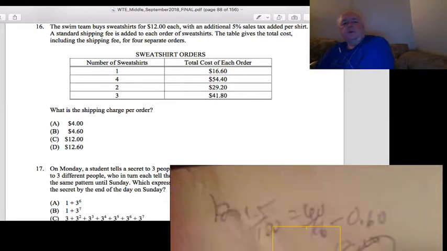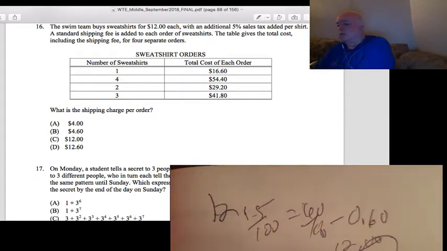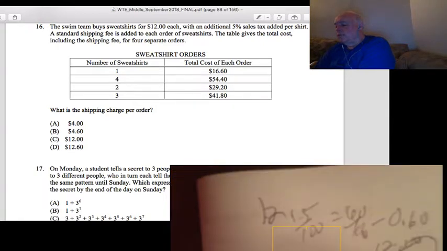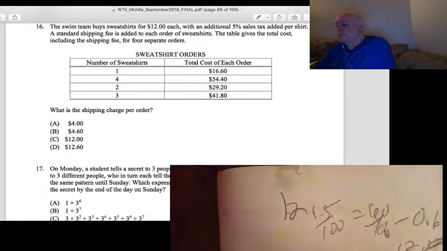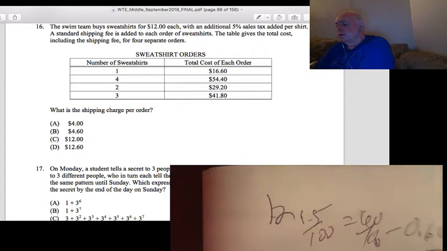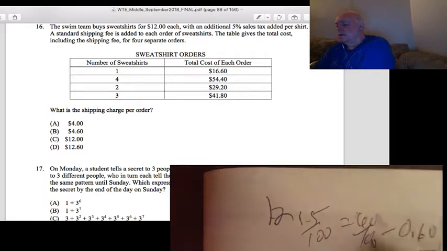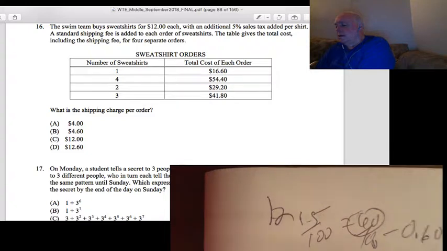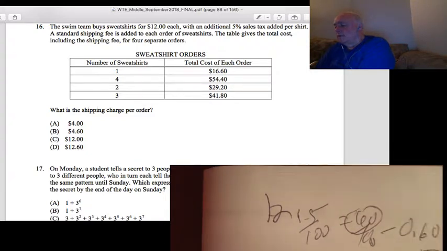So let's double check it with another one. Let's just use the 4 one. So if we have 4 sweatshirts times 12, we get 48. We said it was 60 cents a sweatshirt, so we're going to get 2.40 for that, and $4 for the shipping. So was that 48, 2.40, 4, 54.40? Yes, it is. Okay.